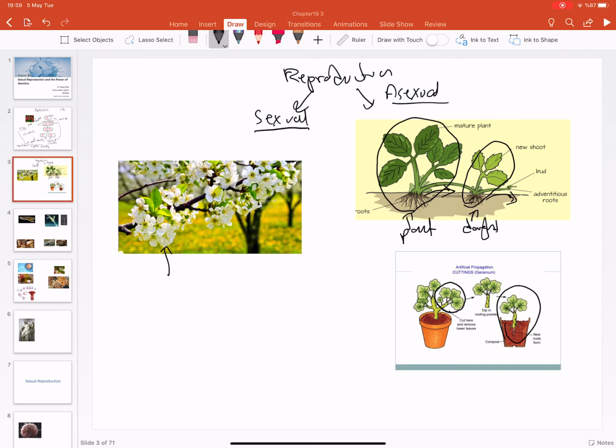So they smell nice, they look nice, but what we are actually looking at is the genitals of the plant.